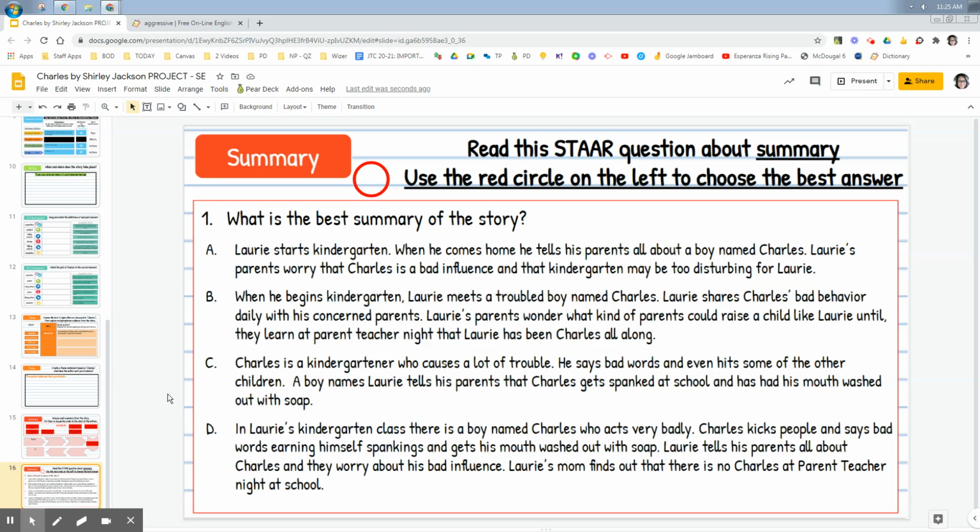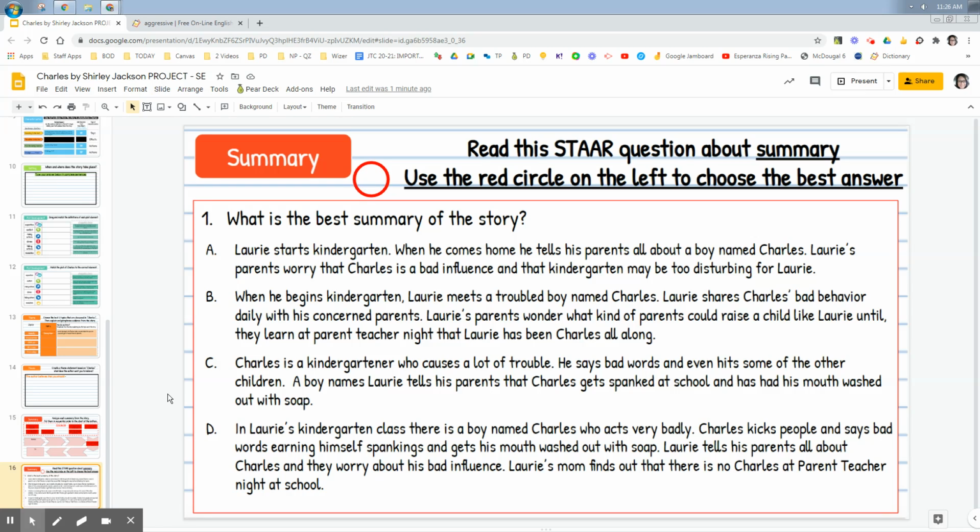B. When he begins kindergarten, Lori meets a troubled boy named Charles. Lori shares Charles' bad behavior daily with his concerned parents. Lori's parents wonder what kind of parents could raise a child like Lori until they learn at parent-teacher night that Lori has been Charles all along. So think about yes, no, or maybe.